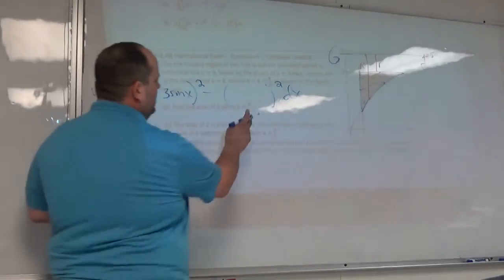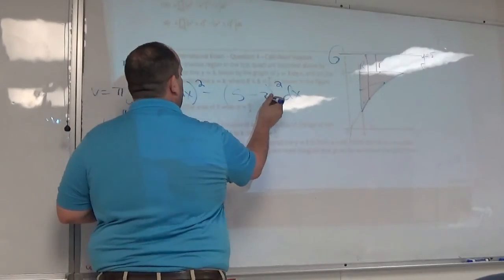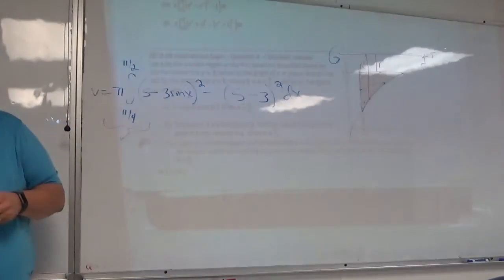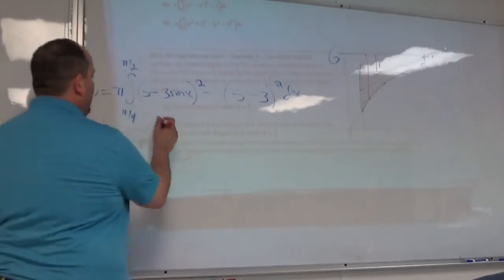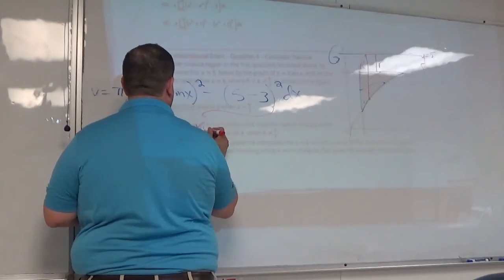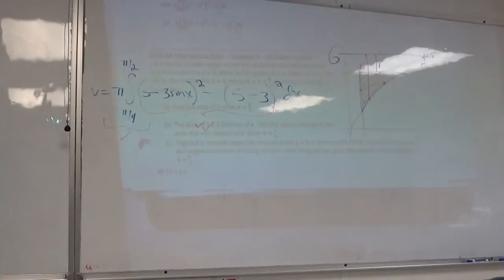How big is the small radius? 5 minus 3, or 2. Or 2 squared, which is 4. That's worth 2 points. That's all the points. How many guys get all 3 points on part C? Yeah. Good job. Okay, much better.